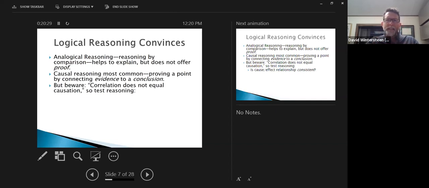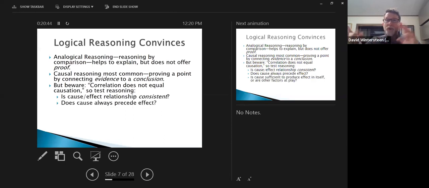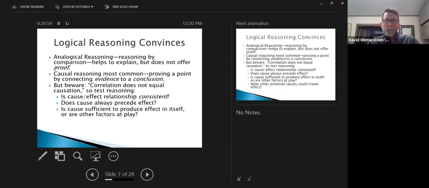So here's some ways to test the reasoning. Is the cause and effect relationship consistent? Every time A happens, does B also happen? If not, then that's a breakdown of the causation. Does cause always precede the effect? When do things happen? Check that out, because sometimes it's like, whoa, wait a second, the effect happened first. So looking for that. Causality almost always is a time-based thing.